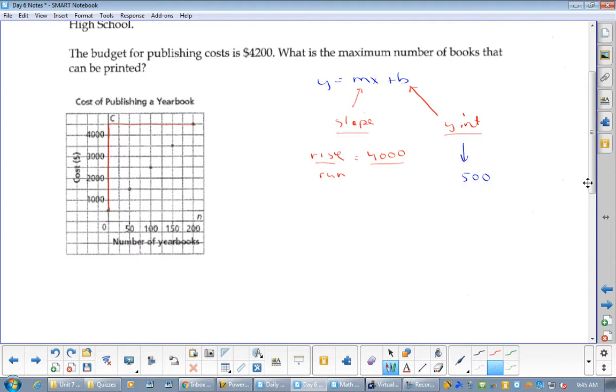Zero to 200. I'm not getting what you're getting. What is the run? 200. What's 4,000 divided... now, what's the units? Rise would be $4,000 for 200 books, right? So what is my... That's $20 per book. So my equation is y equals 20x plus 500. That's the equation of that line.